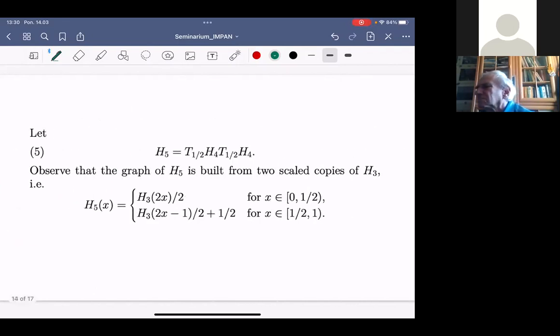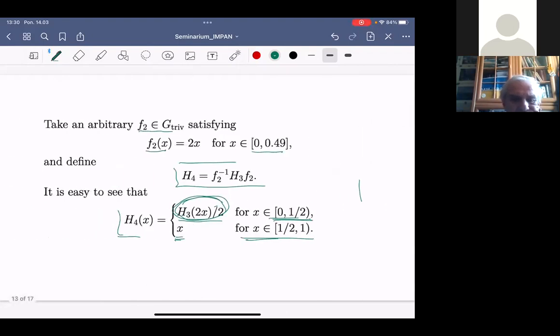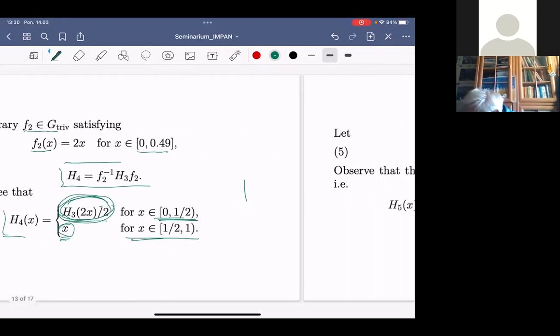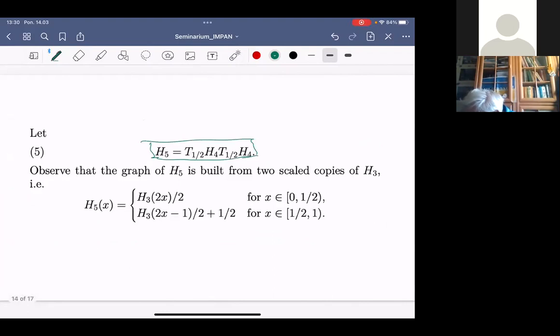Okay, so by this trick, we obtain that the graph of this function is built of 2 scaled copies of H3. So this is the whole idea, to obtain a new function which is built from 2 scaled copies of H3. This is exactly what we did here. Due to the fact that this function is here H3 of 2x over 2, and here is identity. So we transform this to 1/2.